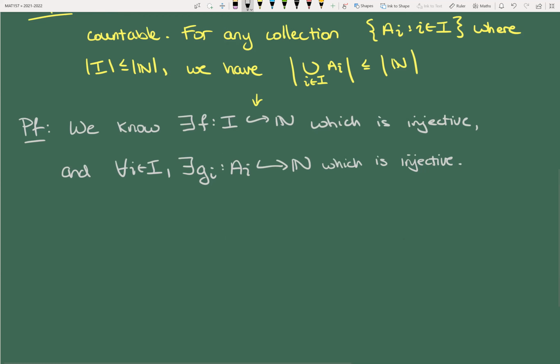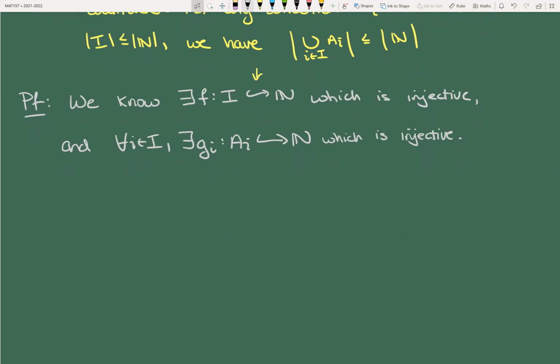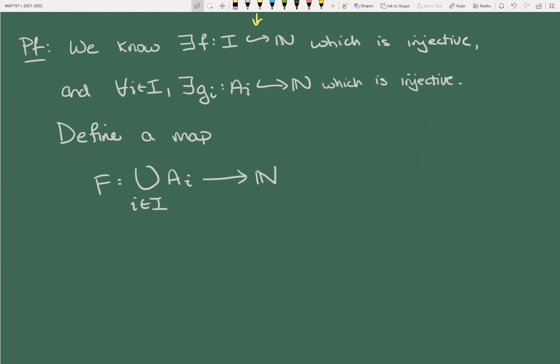Now here's what I'm going to do. We're going to define a map, let's call it maybe capital F, from the union into the naturals. And what I'm going to do is take an element a and map it to 2 to the f of n, 3 to the g sub n of a, where a is in A sub n.